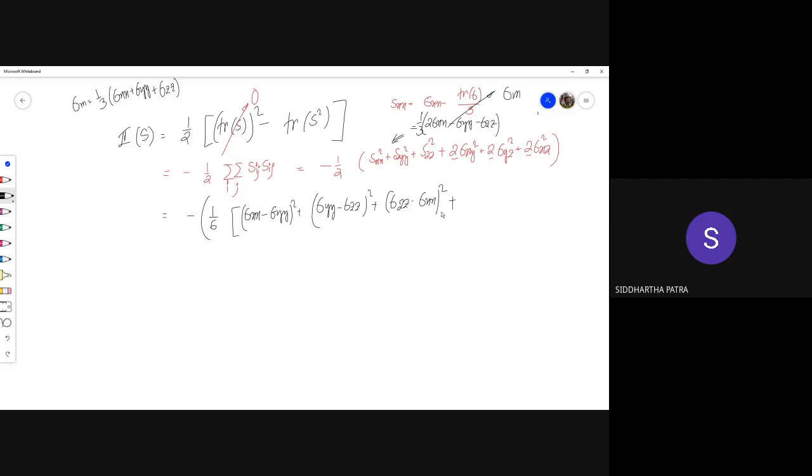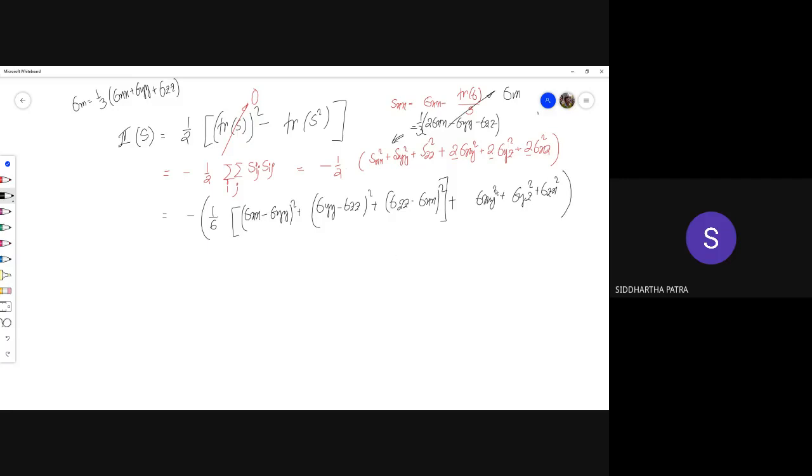plus, as usual, here this 1/6 ends here, plus twice sigma xy squared plus. So you need to cancel this half, so eventually you get sigma xy squared, sigma yz squared, plus sigma zx squared.